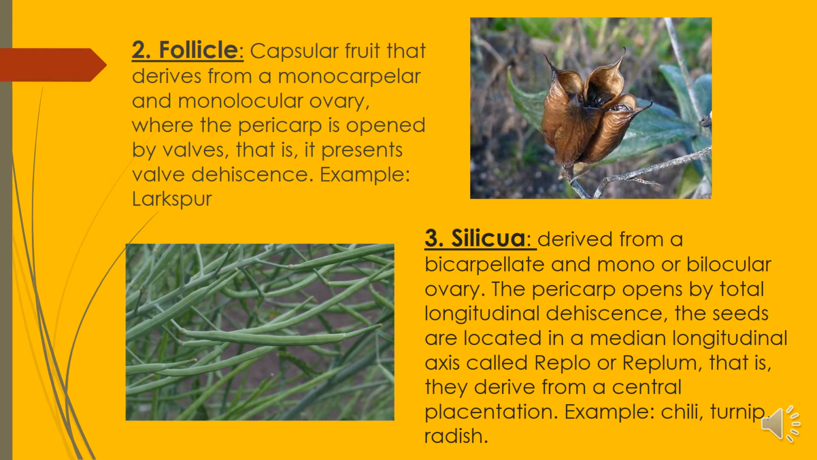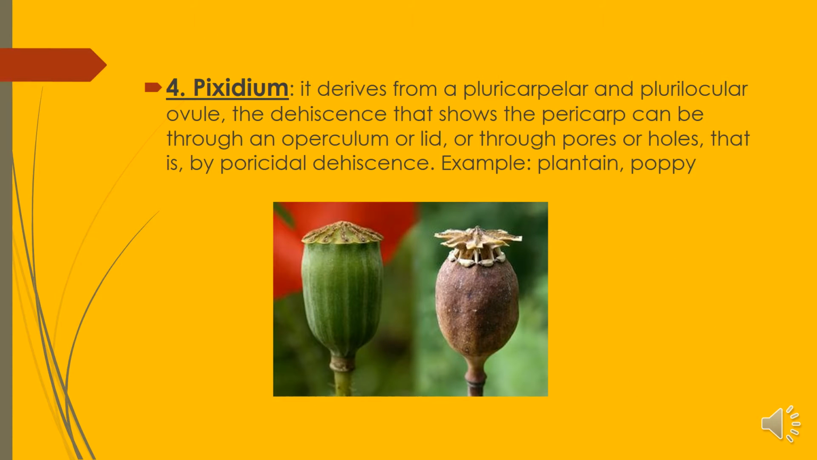Some studies cite that eating chili peppers reduces your risk of heart attack. Number 4, pyxidium. It's derived from a pluricarpellar and plurilocular ovary. The dehiscence of the pericarp can be through an operculum or lid, or through a pore or hole, that is, by poricidal dehiscence. Example: plantain and poppy. Opium is a complex mixture of substances that is extracted from the capsule of the opium poppy, Papaver somniferum, that you see in picture 1.